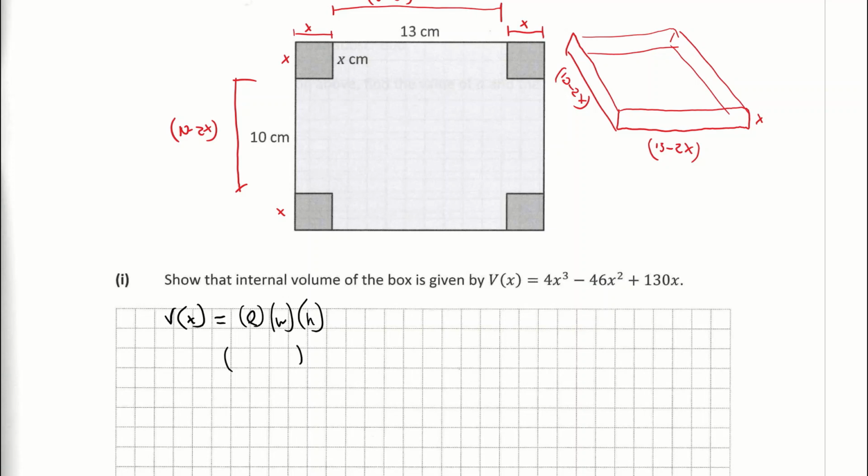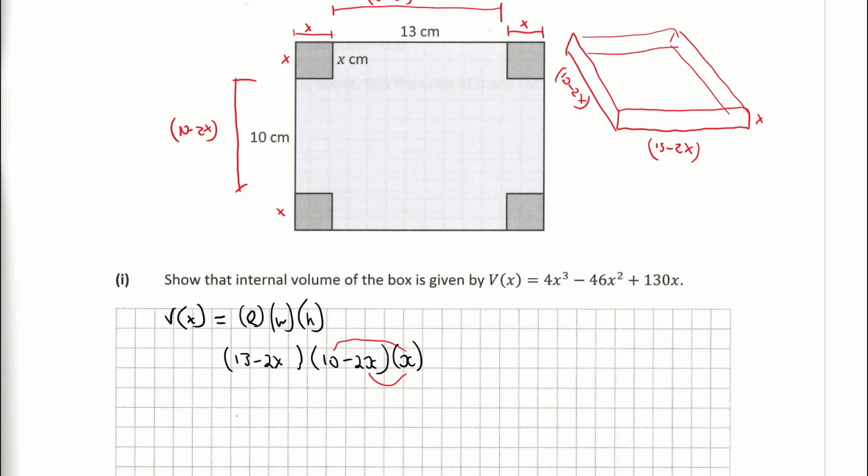In this particular question, the length of my box is 13 minus 2x. My width is going to be 10 minus 2x. Again, it doesn't matter if you get your length and width mixed up. Multiplication is commutative, so it doesn't matter when we multiply it. First thing I'm going to do is basically multiply in the value of x. Makes it a little bit easier to begin with.